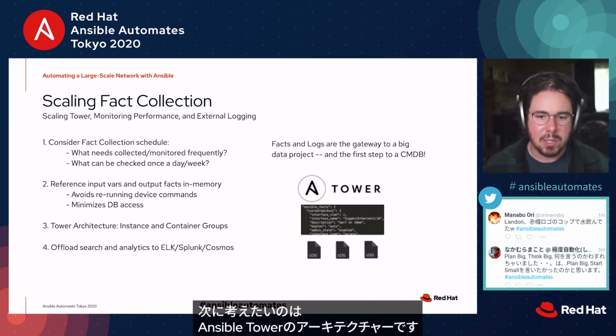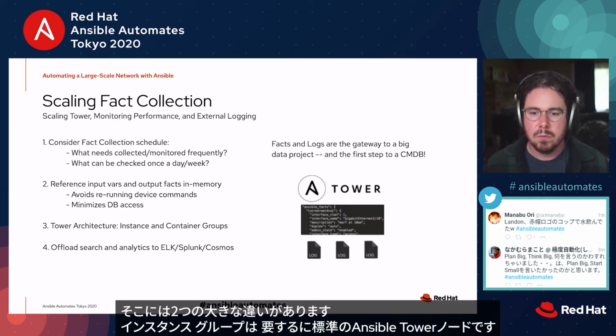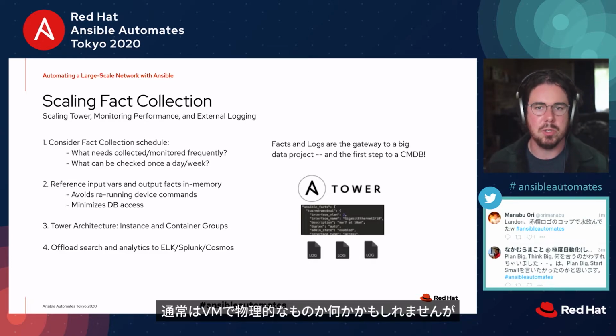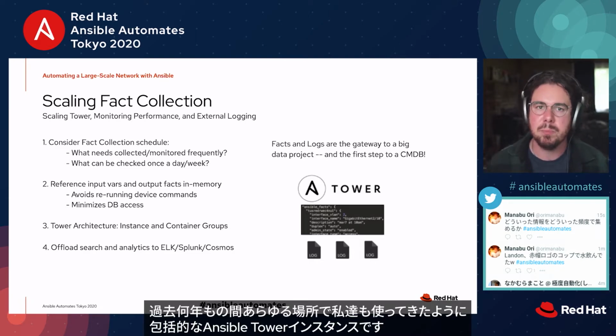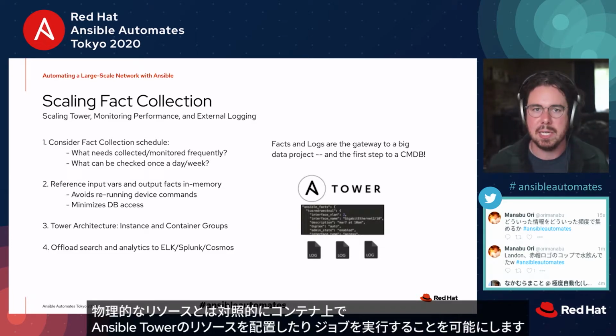The next thing I like to think about is my Tower architecture. Do I need to be looking at container groups or instance groups, perhaps? So, the two big differences there. Instance groups are essentially standard Tower nodes. They are usually VMs, they may be physical, whatever. They're pretty much generic Tower instances like we've been using all over the place for the past few years. Container groups are somewhat new, and these will allow you to deploy Tower resources and run jobs on containers as opposed to a dedicated virtual resource or a physical resource.